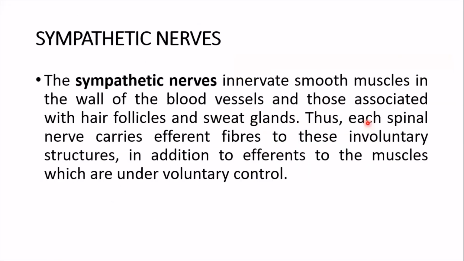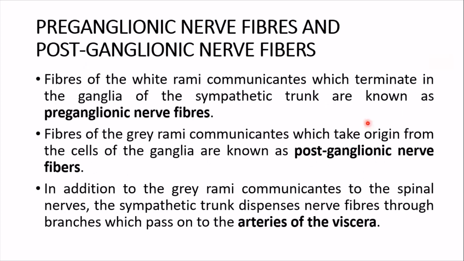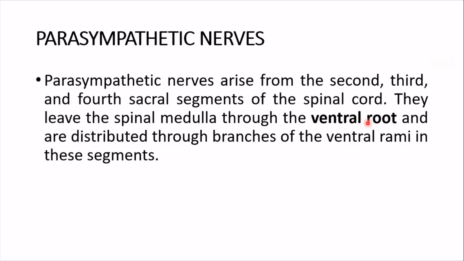So moving on, let's go here. Parasympathetic nerves. This is the one component left, and they arise from the second, third, and fourth sacral segments of the spinal cord. They leave the spinal medulla through the ventral root and are distributed to branches of the ventral rami in these segments.